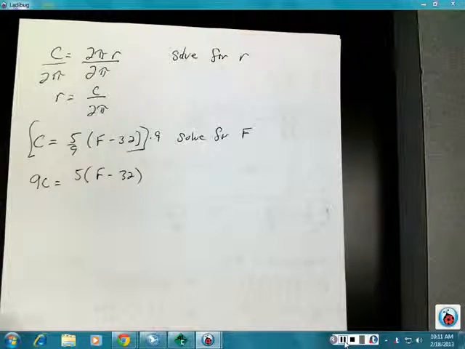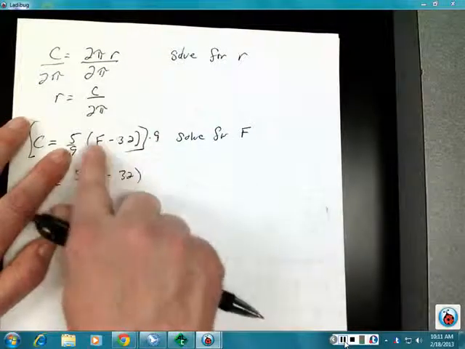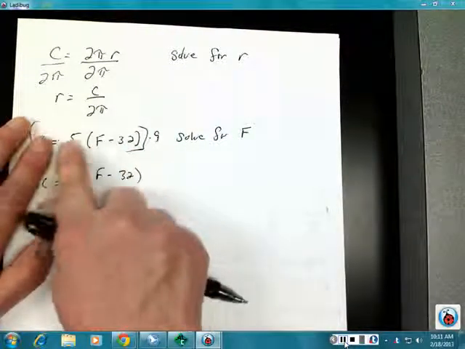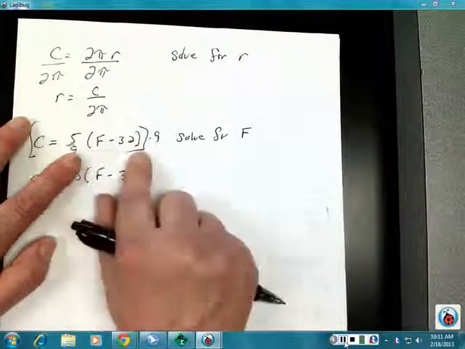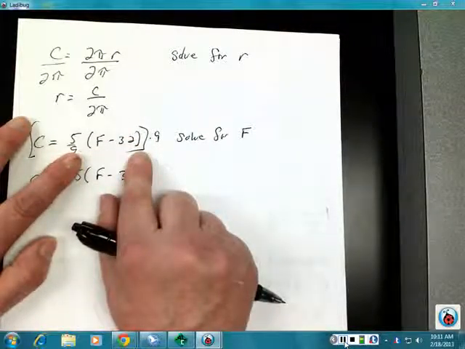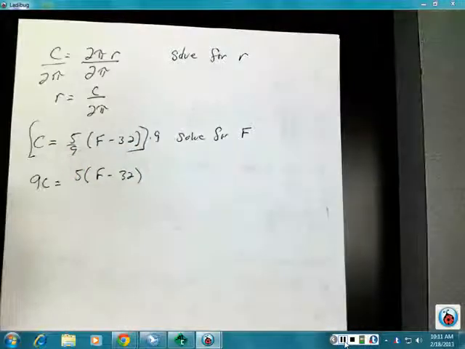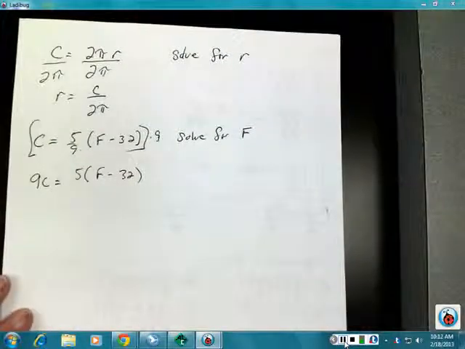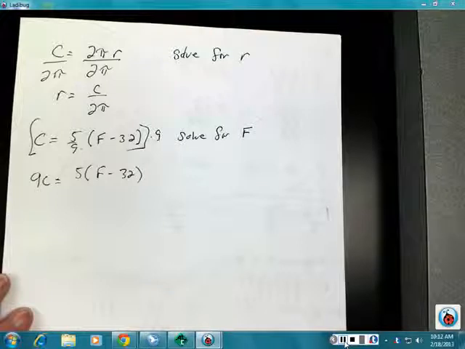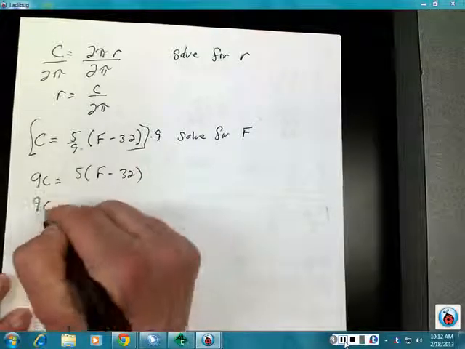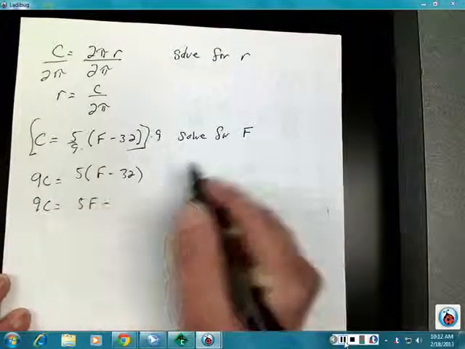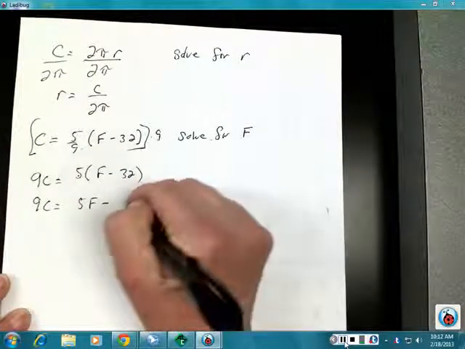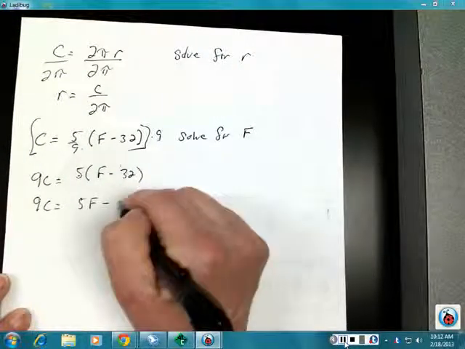Well, you wouldn't multiply the 9 by 32? No, because this is just like a solid piece in here. Oh, okay. If I distribute it, the 9 would still cancel out of each of those. So I still wouldn't have 9 in there at all. So no, you don't distribute it by the other parts in there. So now what do you want to get rid of? So now you could distribute if you wanted to and get 9C equals 5F minus 5 times 32 is 160.